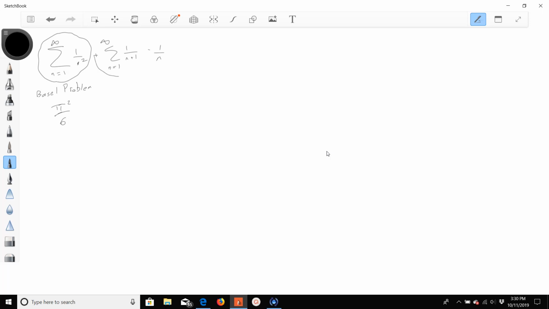Now, this sum here, I'm going to write out the first few terms just so you all can get an idea. Letting n be 1, we get a half minus 1 over 1 plus a third minus 1 over 2 plus a fourth minus 1 over 3 plus a fifth minus 1 over 4 plus dot dot dot plus 1 over n minus 1 plus 1, minus 1 over n minus 1, plus 1 over n plus 1 minus 1 over n plus dot dot dot.